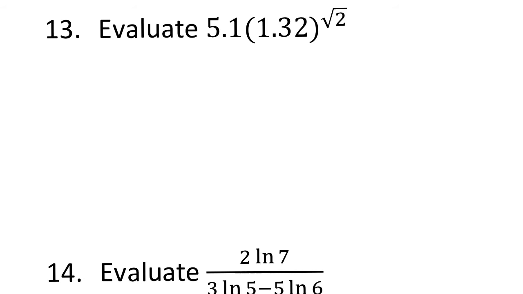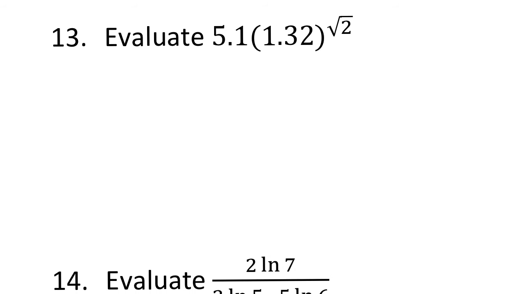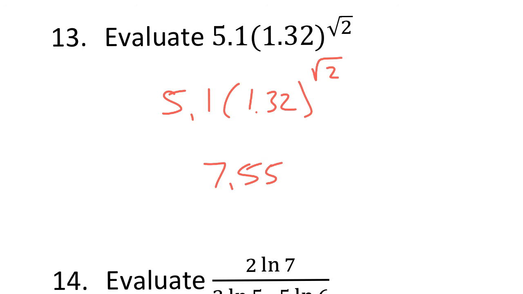There really isn't anything too complicated or fancy going on in 13. It's just making sure we enter this carefully in our calculator. So on the home screen, I just would literally type 5.1 times 1.32 raised to the square root of 2. And so literally just what I see. And the answer is, to 3 decimal places, 7.552. No tricks.